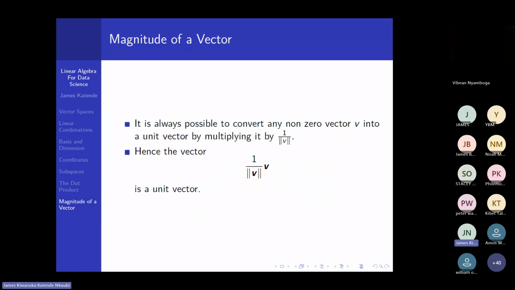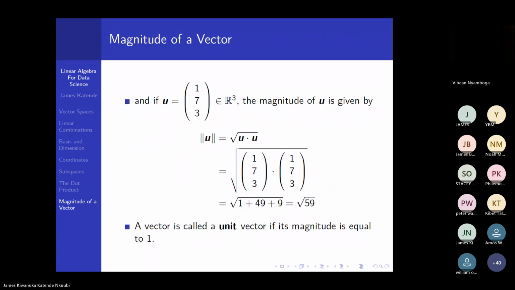If you're getting the magnitude of a vector, you get the dot product of the vector with itself, then get the square root of that. Here is an example. This vector is (1, 7, 3). Its magnitude is the dot product of the vector with itself. You multiply 1 and 1, you get 1. 7 and 7, you get 49. 3 and 3, you get 9. These add up to 59. Your answer is the square root of 59.